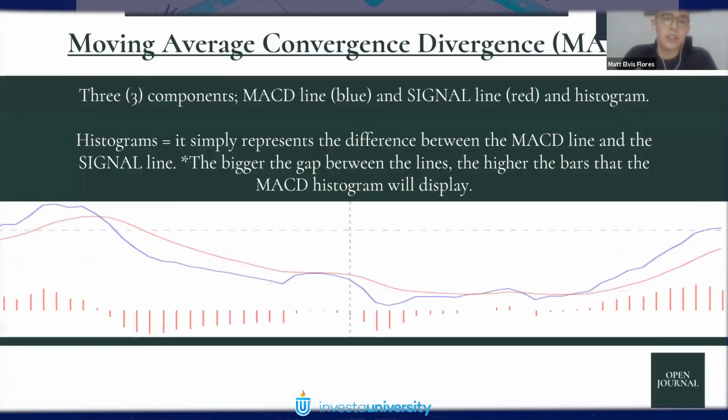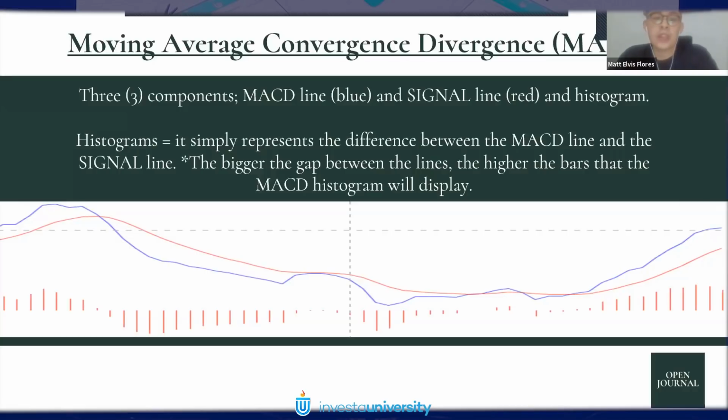So 3 important components to note sa MACD: number 1 is the blue line. So this is the default indicator. Once you click the indicator add button, yung MACD mo, the default line is color blue, that's what we call a MACD line. The red line is what we call a signal line. Okay? And number 3 component niya is histogram. So later, after this, okay?